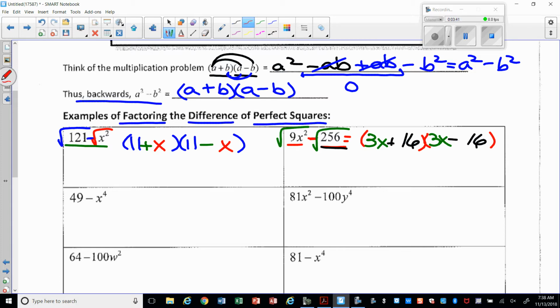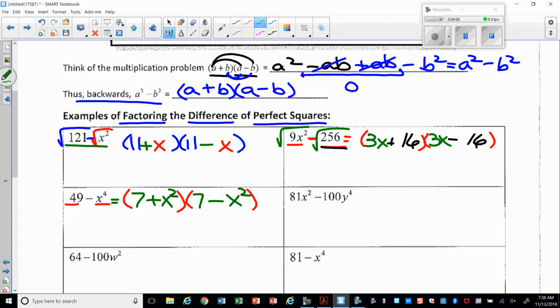So let's keep going. We've got 49, a perfect square. x to the 4th is a perfect square. So here I go. The square root of 49 is 7, so 7 times 7 is 49. And x to the 4th is x squared times x squared. And then I've got a plus and a minus, and that's it.